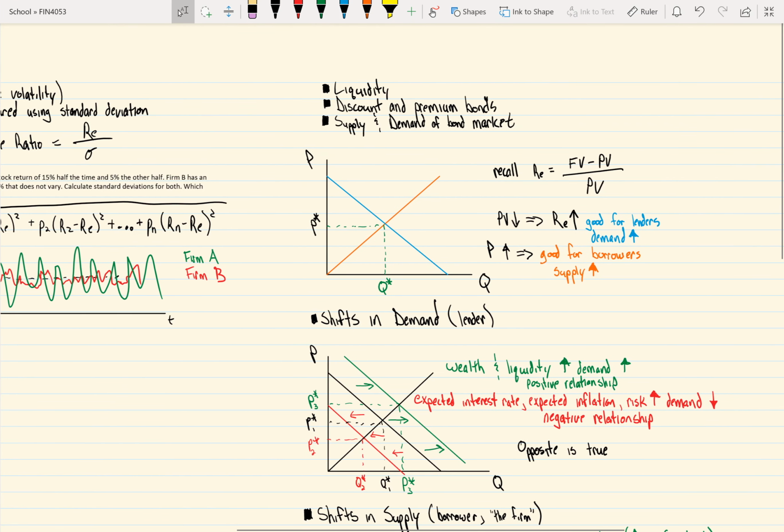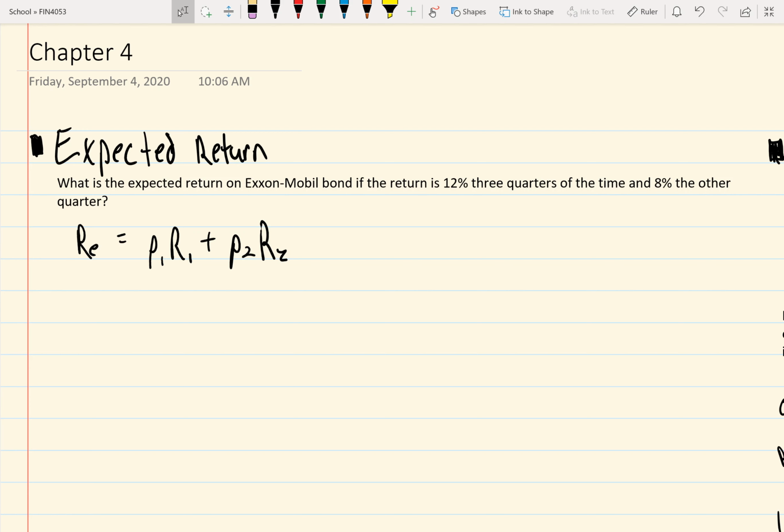So first is a simple example about expected return. What is the expected return on ExxonMobil bond if the return is 12% 3/4 of the time and 8% the other quarter? This is just a simple weighted average. So the P is probability, R is return. So 3/4 of the time would be 75% at a 12% return, plus the other 25%, the probabilities have to add to 1, of an 8% return.